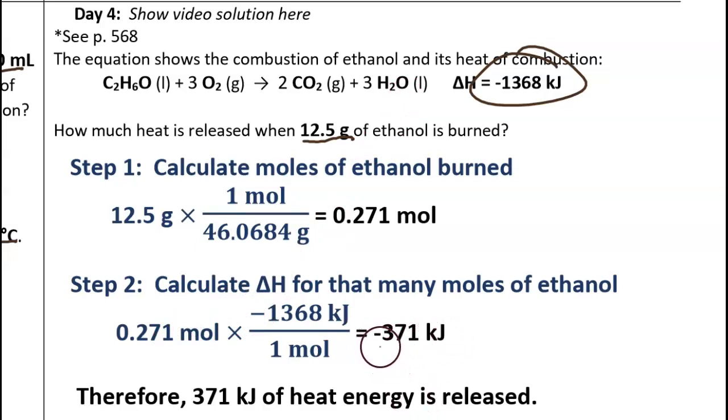The negative sign means that the reaction is releasing the heat to the surroundings. The substances in the reaction lose the heat energy. The surrounding environment, maybe it's like the air, gains the energy. We can answer the question like this. 371 kilojoules of heat energy is released.